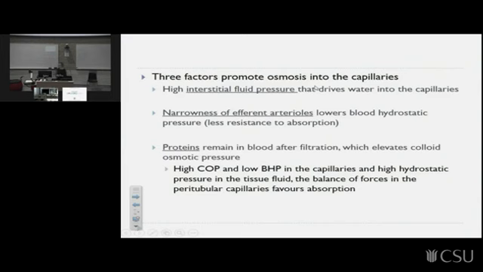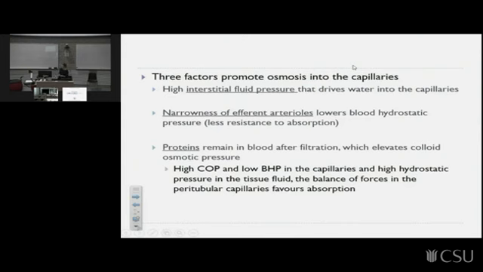Then we've got the narrowness of the efferent arteriole. Remembering the bottleneck effect, we've got greater build-up behind the efferent arterioles because we've got greater blood flow in and then less blood flow out, which lowers blood hydrostatic pressure and causes less resistance to absorption. And then we've got proteins which are made in the blood after filtration, which elevates the COP, the colloid osmotic pressure, so the pressure that's associated with protein dragging and creating pressure.